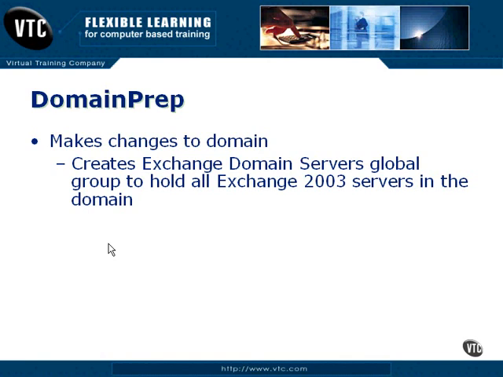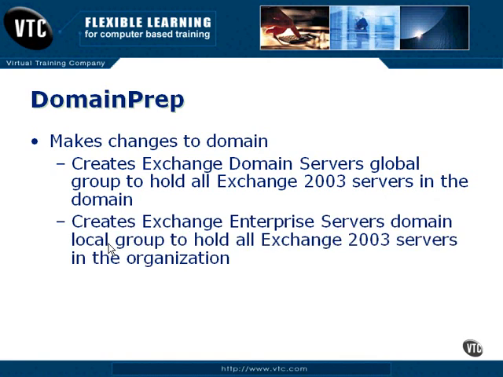Notice what it does. It creates Exchange domain servers, global groups, that will then hold all the Exchange 2003 servers. So it creates basically these containers for Exchange 2003 servers, and then it creates the appropriate domain local group to hold all the servers in the organization, and this is the Exchange enterprise servers. So basically it's creating a group structure for Active Directory to use so that the proper permissions and so forth can be applied so that Exchange can function properly.